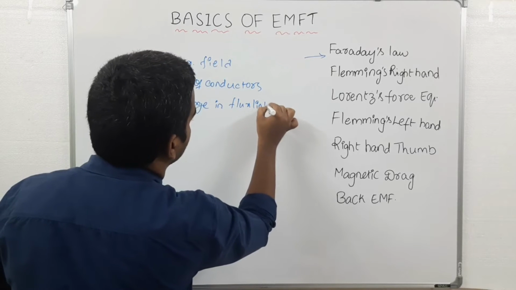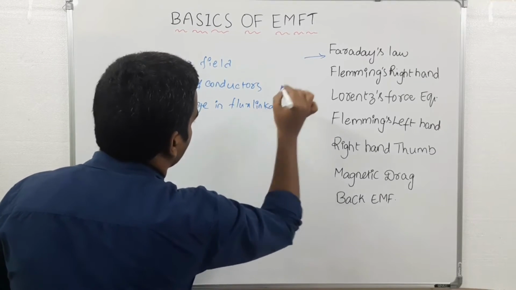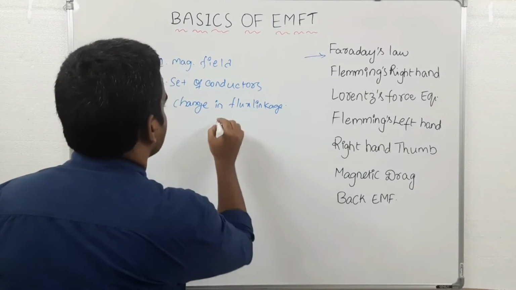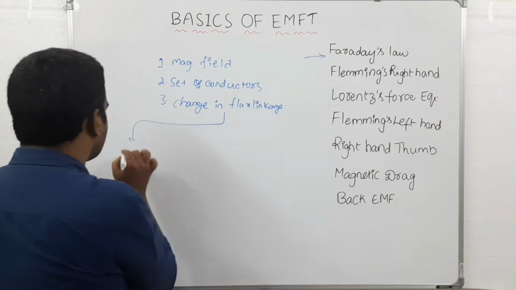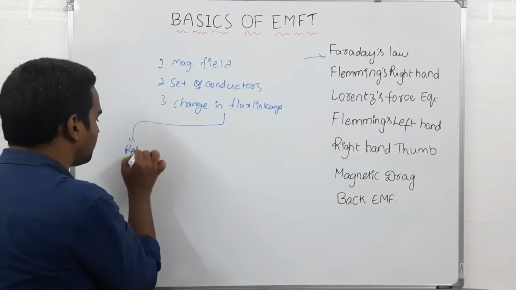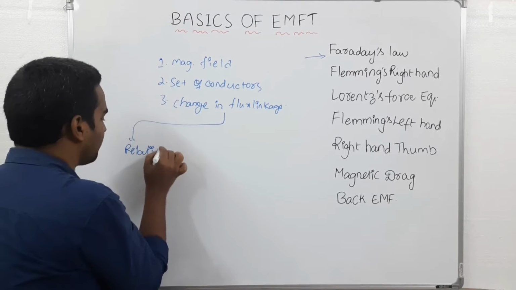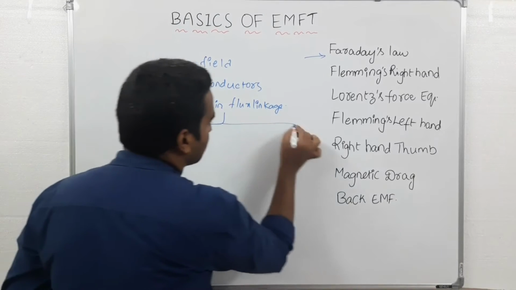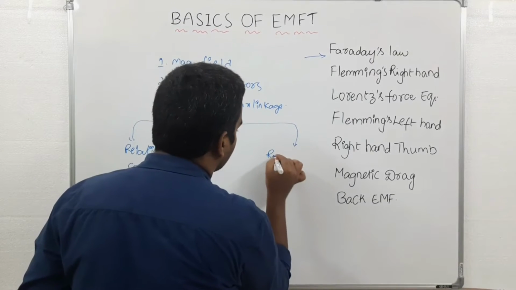Flux linkage is nothing but the amount of flux lines passing through the conductor. So the change in flux linkage may happen either due to relative space variation between set of conductors and magnetic field, or due to relative time variation between set of conductors and magnetic field.